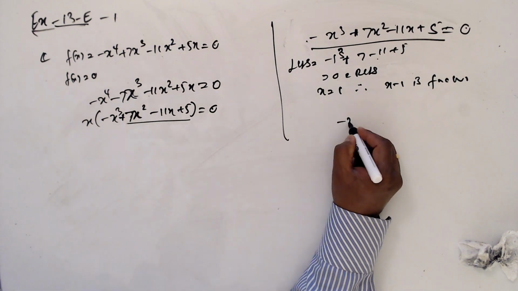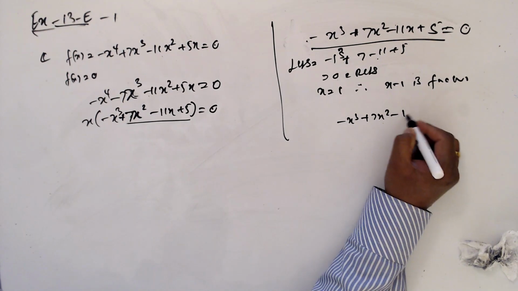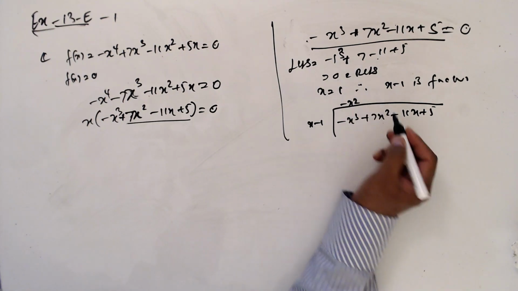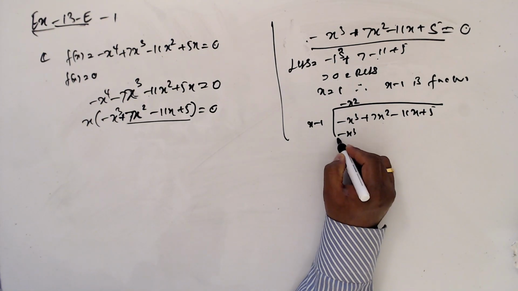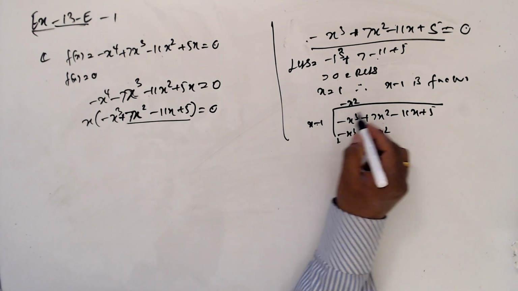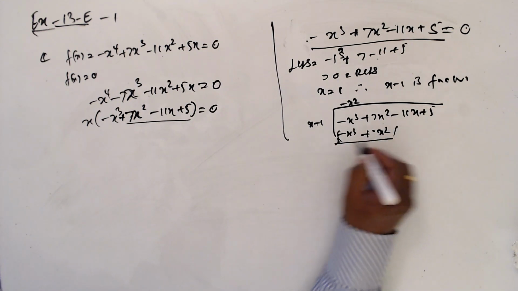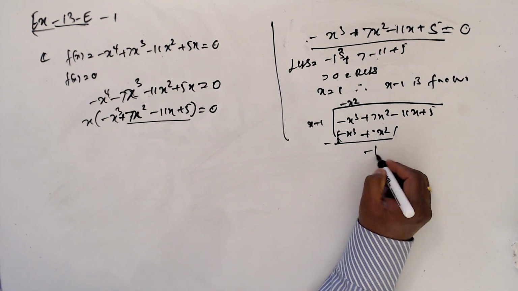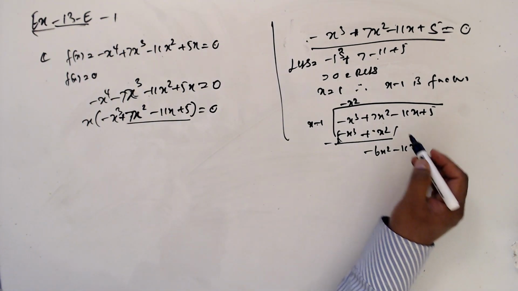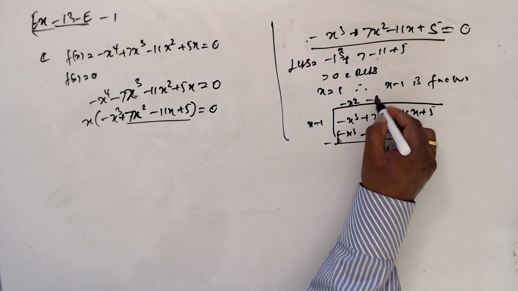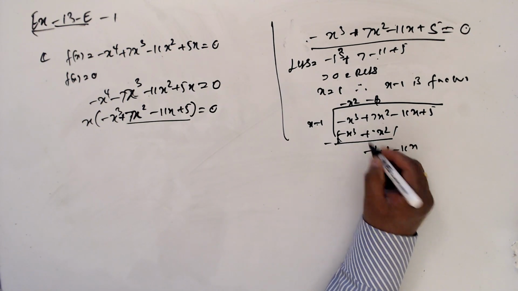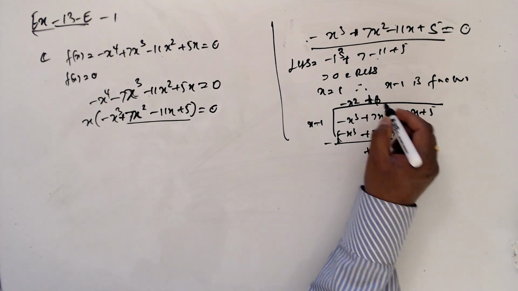So now we'll divide minus x^3 plus 7x^2 minus 11x plus 5 by x minus 1. So this is minus x^2. This is minus x^3, and this is plus x^2. Minus times minus plus x^2. When you negate this one, this is going to be 6x^2 minus 11x. Then it's going to be minus 6. So this is not plus 6, this is 7. In that case, this is plus 6.